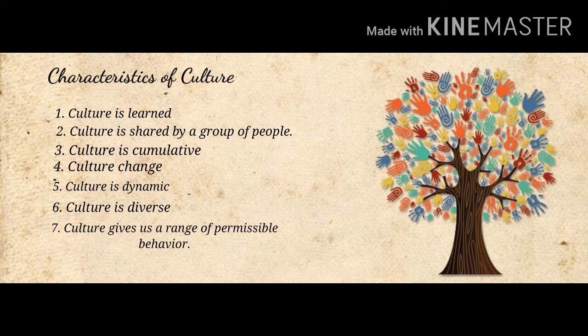Culture gives us a range of permissible behavior. This only means that every culture allows a range of ways in which men can be men and women can be women. Culture also tells us how different activities should be conducted, like how one should act as a husband, a wife, a parent, or a child.